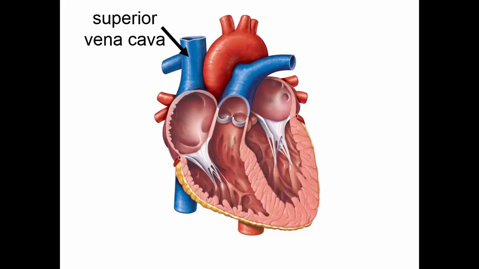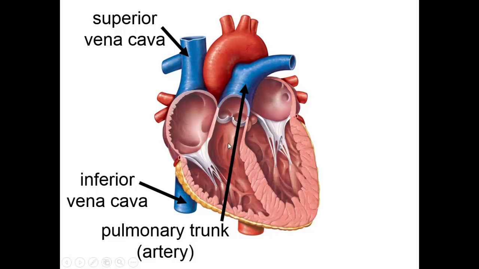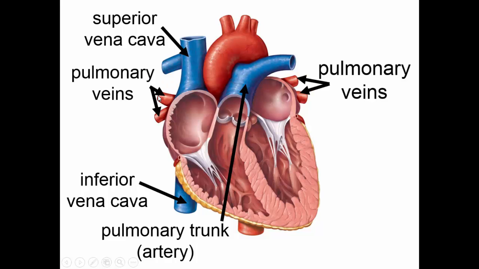Looking again at the heart, we have the superior and the inferior vena cava, and they dump directly into the right atrium. Here is the pulmonary trunk, or the artery, that exits the right ventricle. The pulmonary veins come into the back of the heart and empty directly into the left atrium. And then the aorta exits from the left ventricle. It's tucked up under here, so it goes out here and comes out there.